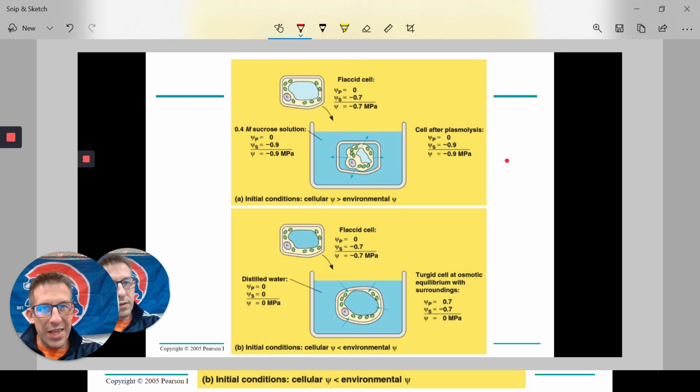Okay, and this actually creates a situation known as plasmolysis. Okay, plasmolysis is when the inside of a plant cell shrivels up and the cytoplasm rips away from the cell wall. It's really, really bad for the cell. It could kill it, in fact. Okay? So that's exactly what we see here.